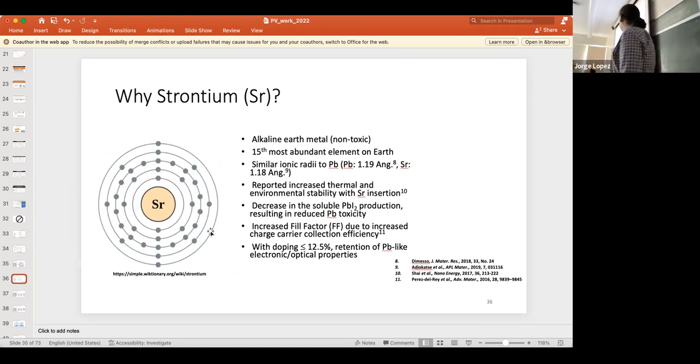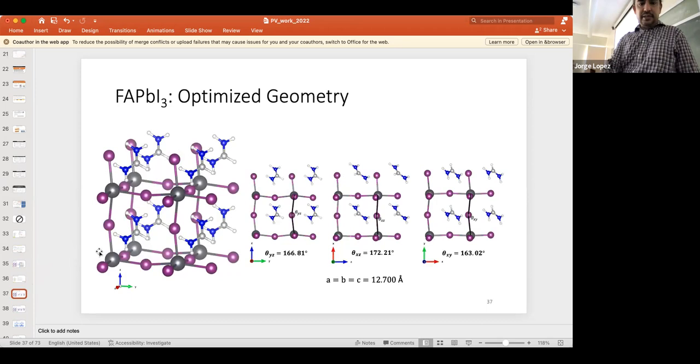This is another material. Instead of lead, let's use strontium. It's very abundant, non-toxic. It's similar to lead, except for the non-toxic part. It has the same number of electrons on the outside. So we were thinking this may be a really good material to sub in. So here's what we did. When we do our calculations, this is the original one. It looks like this from the different angles. So it's like a cubic cage that the molecule is inside of.